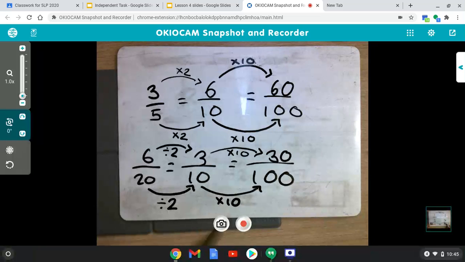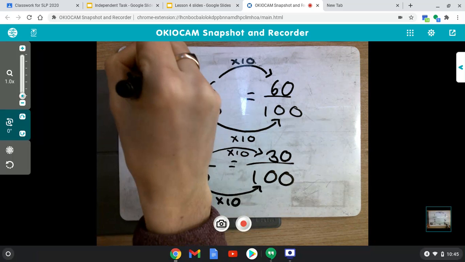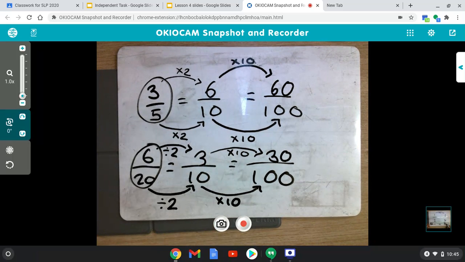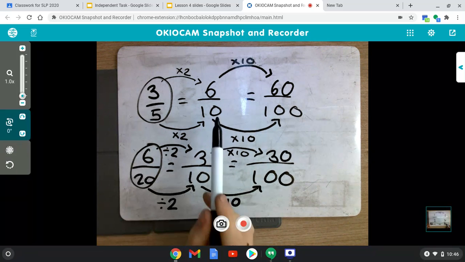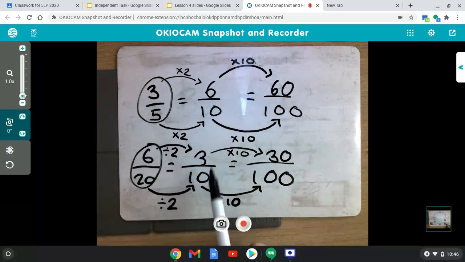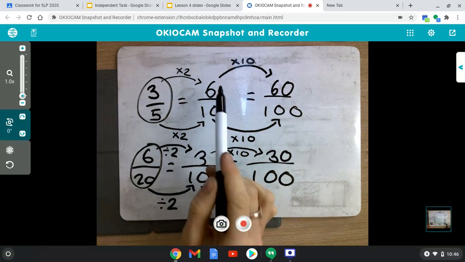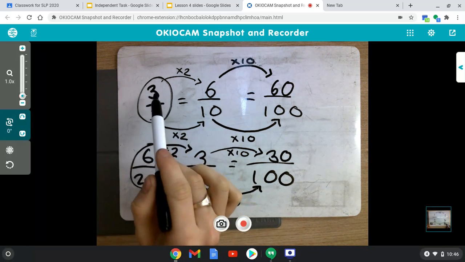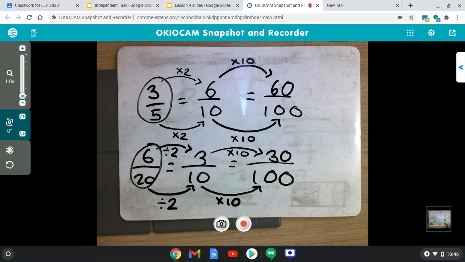Now, which of these fractions is greater? Is 3/5 greater, or is 6/20ths greater? Now, if I asked you that question at the beginning, it might not have been that easy for you to work out, but now you can see, because it's very easy for me to compare, for example, tenths, it's very easy for me to compare 6/10 and 3/10 and identify that 6/10 is more, much more, twice as many as 3/10. So therefore, this fraction, 3/5, is greater than 6/20.